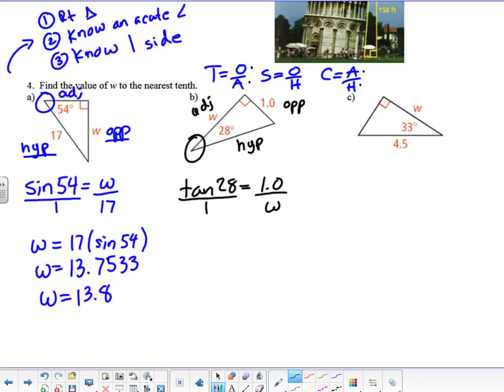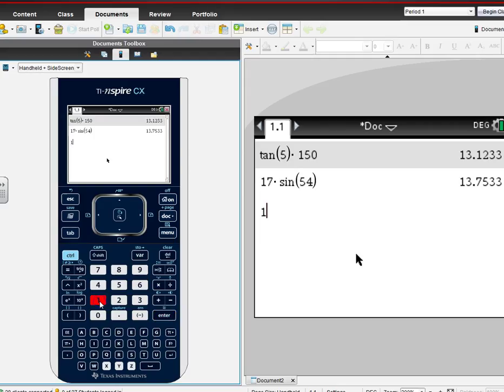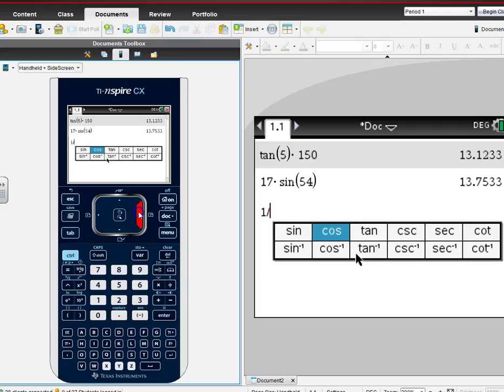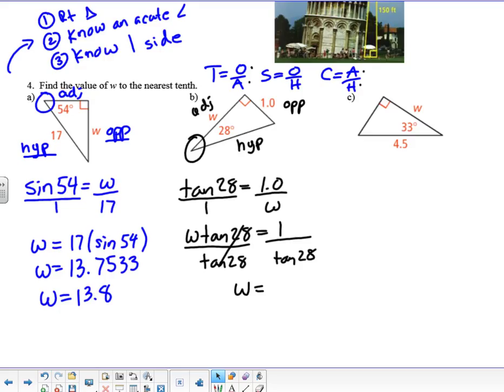Write this over 1. So this one is an extra step algebraically. The tangent of 28 times W equals 1 times 1, which is just 1. And then when we divide this by the tangent of 28, we will have our solution. So let's see what 1 divided by the tangent of 28 is. 1.88073. So if we round that, it's going to be 1.9.